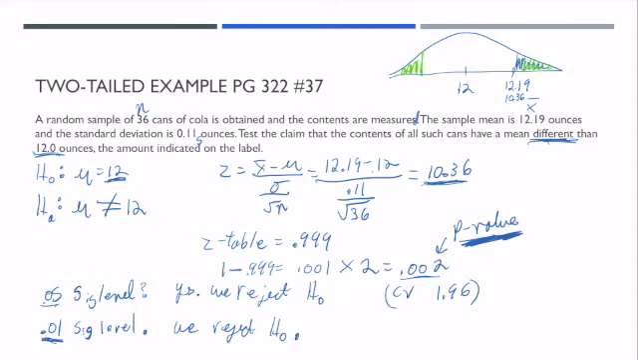Notice I don't say we accept our alternate hypothesis. Friendly reminder that as much of a bummer as it seems, there's only rejection in statistics. So we either do not reject our null hypothesis or we reject our null hypothesis. We don't talk about our alternate hypothesis after we define it.